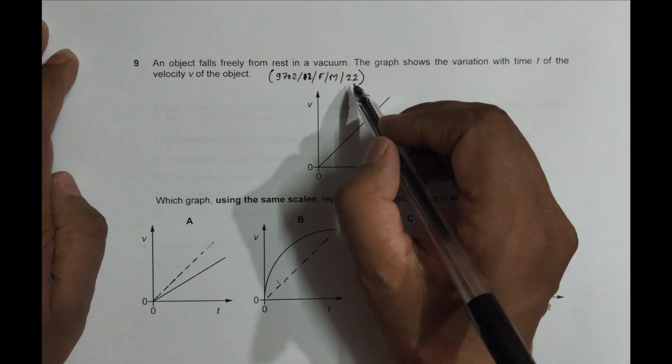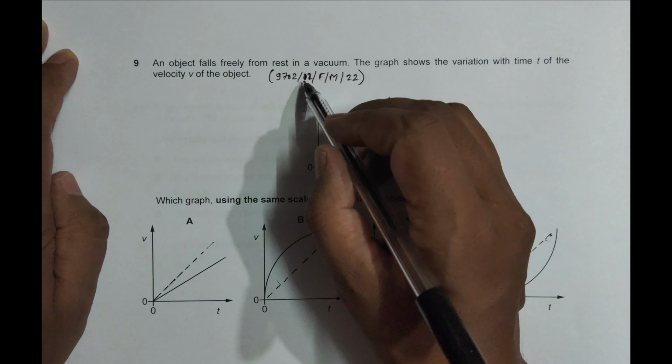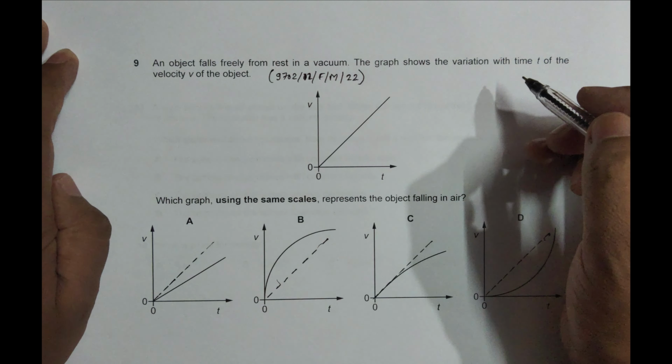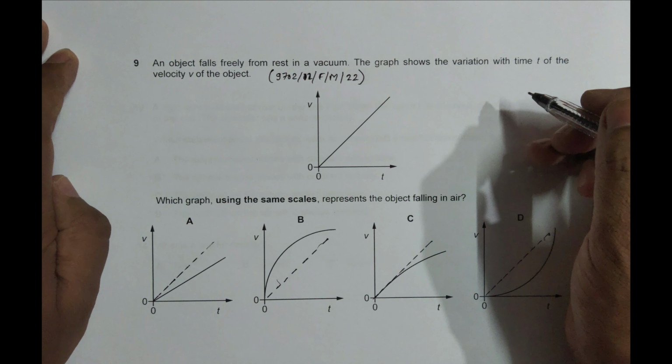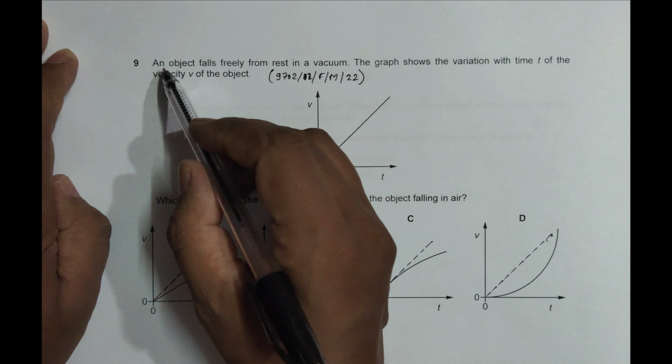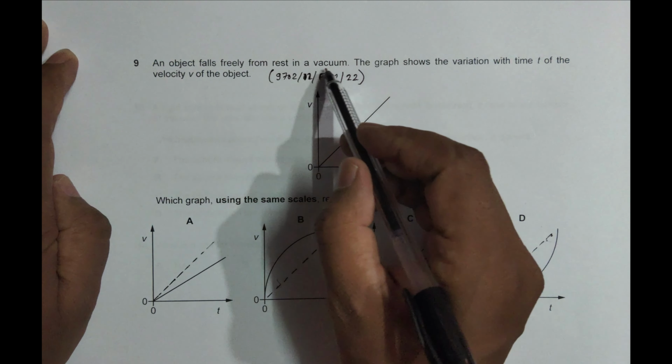Hello folks, this is a 2022 February-March session, paper 1-2, and the question number is 9. This question is concerned with the chapter kinematics. We can see forces as well because it deals with some opposing forces and it deals with the graph of v and t. It says an object falls freely from rest in a vacuum.